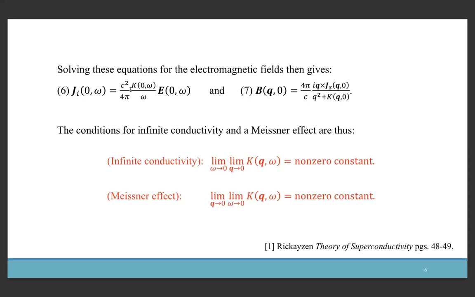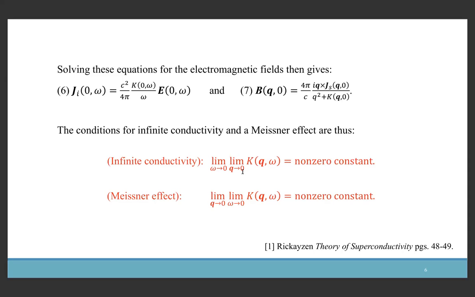And we can see that in order to have infinite electrical conductivity, we need that the DC limit of this response function must be non-zero. And in order for there to be a Meissner effect, we need this denominator to be non-singular in the long wavelength limit. And so we have these two conditions for infinite electrical conductivity and a Meissner effect. To have infinite electrical conductivity, you need that the static long wavelength limit of the response kernel must be non-zero. And in order for there to be a Meissner effect, you need that the long wavelength limit of the static response kernel is non-zero.